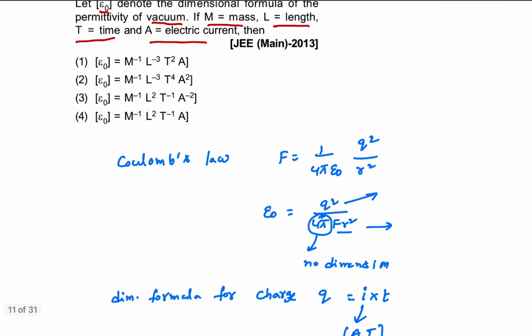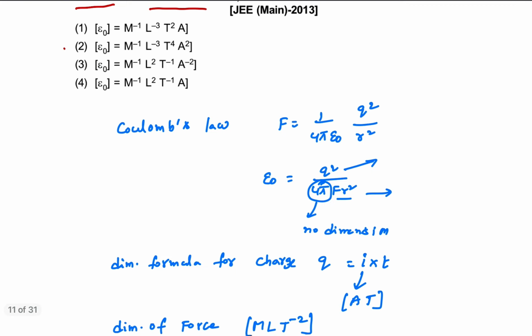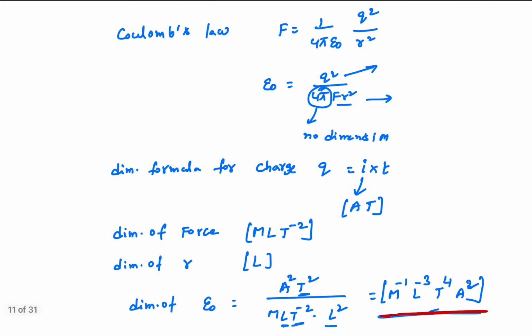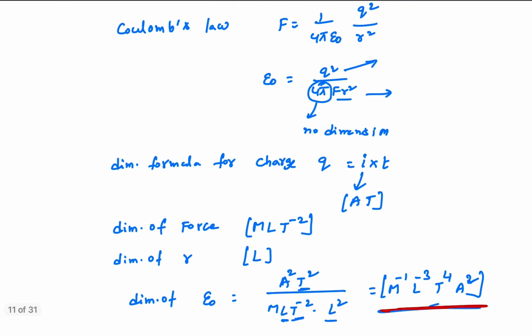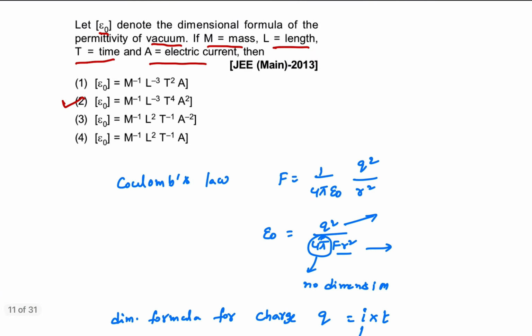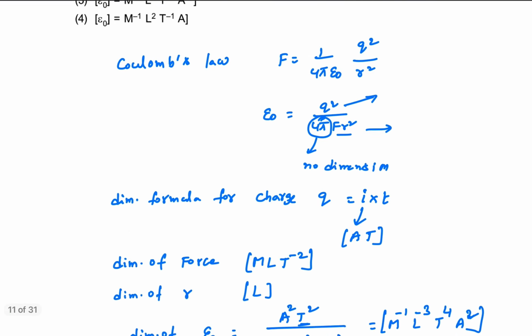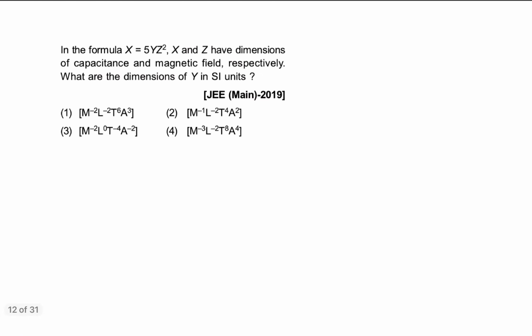So as per this, we got M power minus 1, L power minus 3, T power 4, A square. You can see the second option is matching: M power minus 1, L power minus 3, T to the power of 4 and A to the power of 2. So this is the dimensional formula of permittivity of vacuum. Same thing, I am going to proceed for the further things.